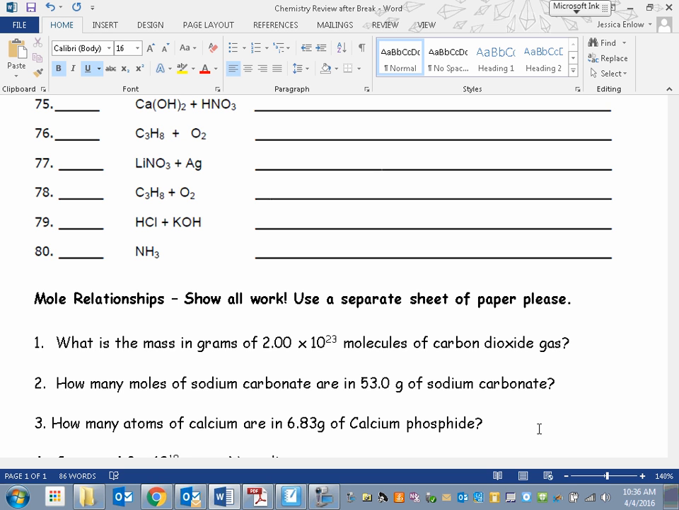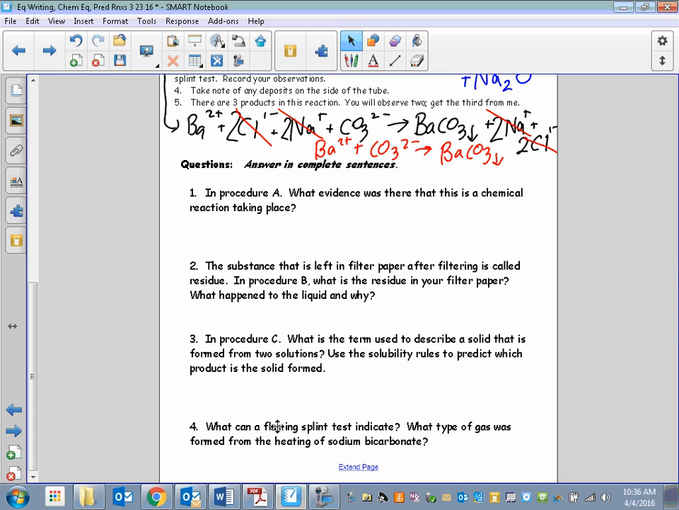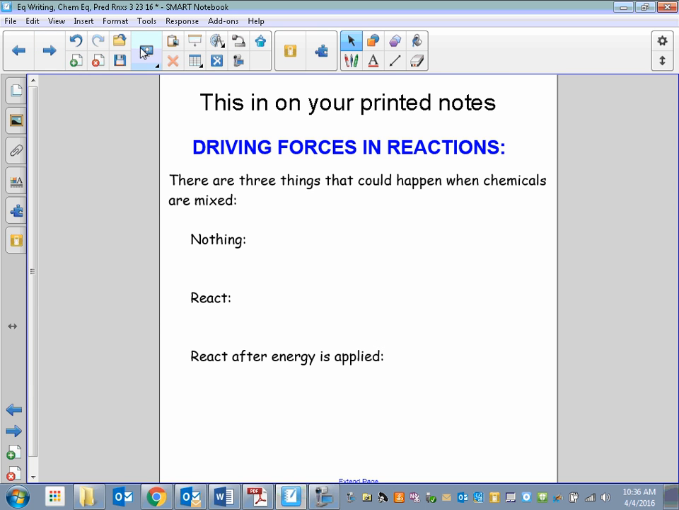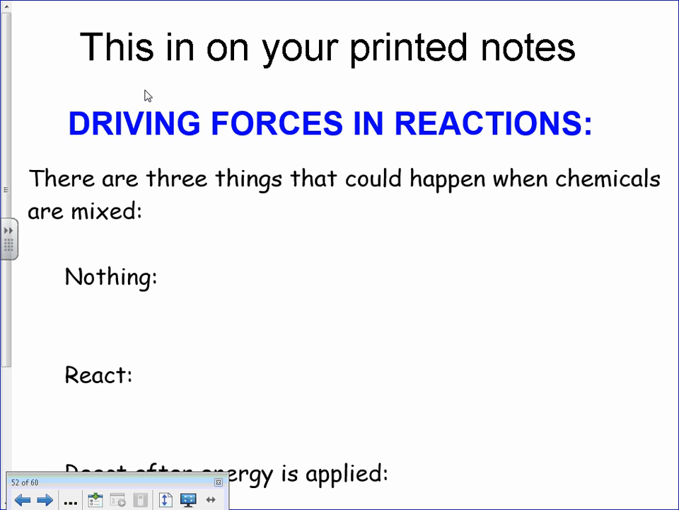All right, so finish whichever one you're on right there, and then we're going to take a couple notes from last week because we didn't. And it's on your printed notes from a while ago. It looks like this.